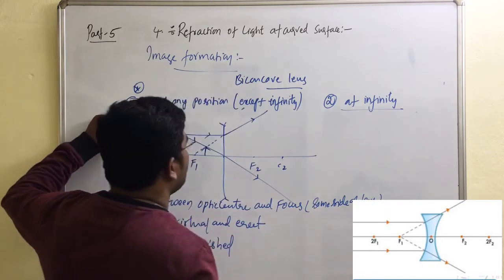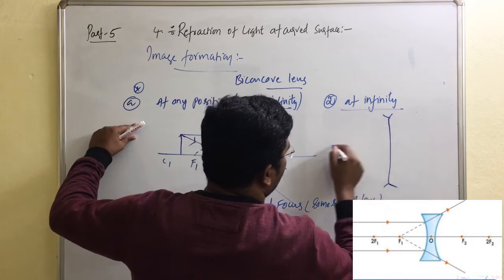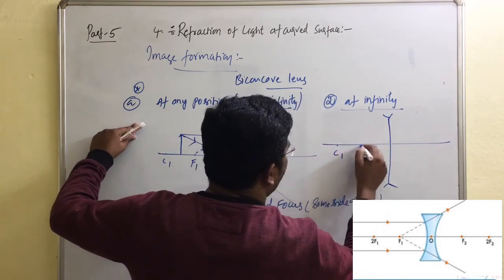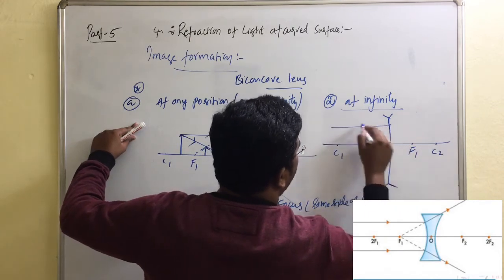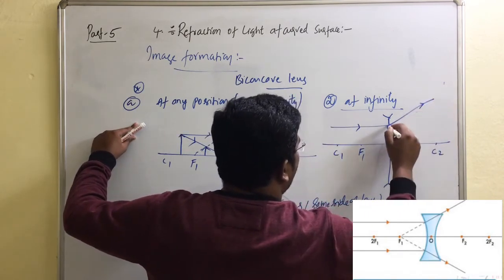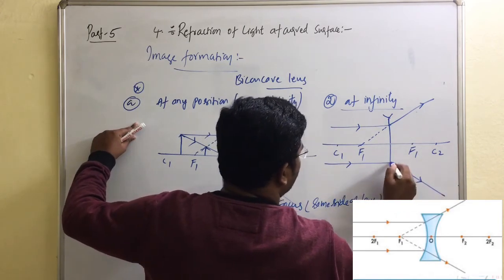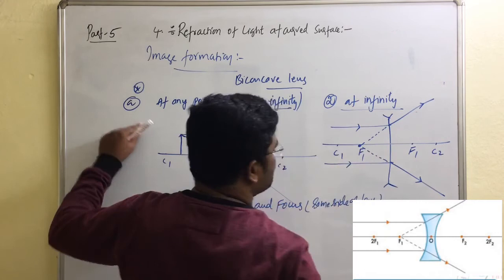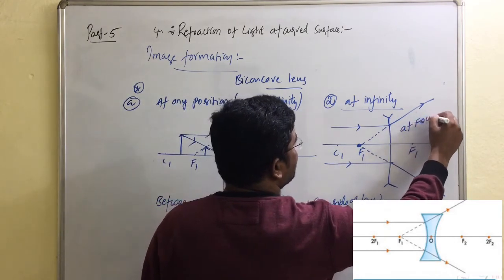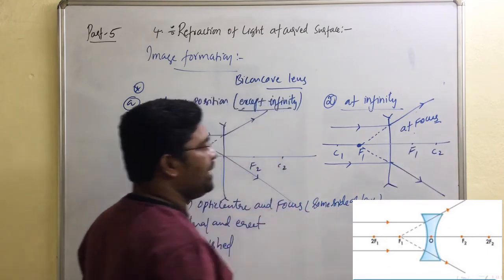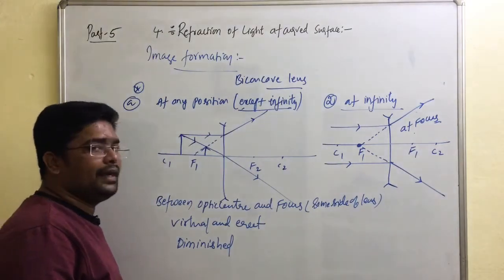Now the next one, when the object is at infinity. We have seen the object at any position except infinity. Now let us draw when the object is at infinity. As we all know, when the object is at infinity, we get a parallel set of light rays. So I will consider two parallel light rays, parallel to the principal axis, which diverge as if passing through the focus. So where am I getting my image? I am getting my image at the focus on the same side of the lens. It is virtual, erect and highly diminished.